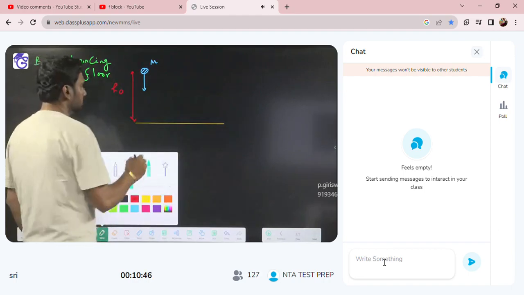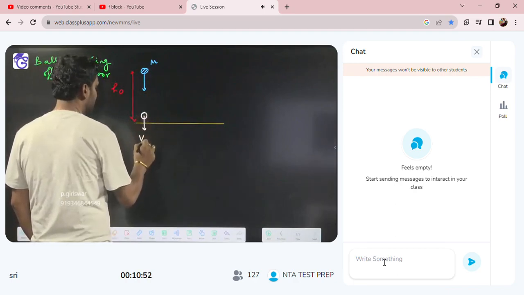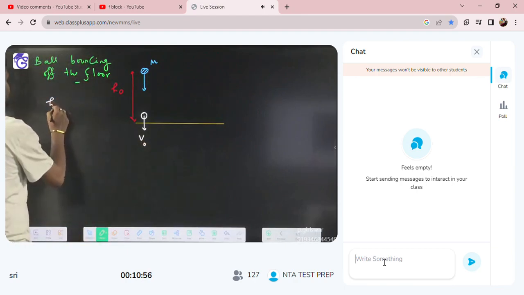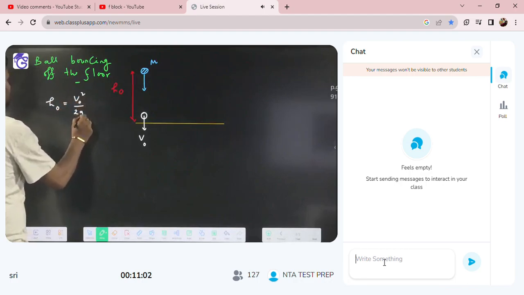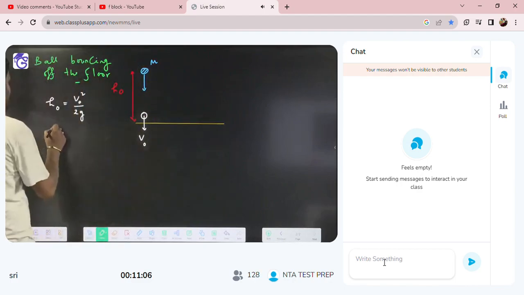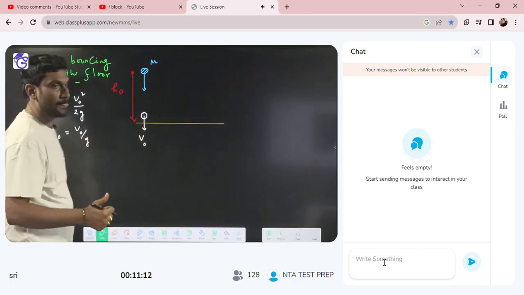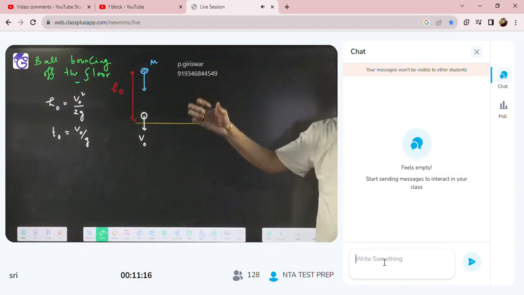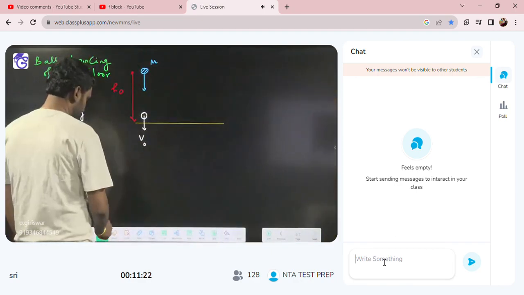And now, by the time it is coming to hit this surface, it has velocity v. Relation between h naught and v naught is, we know h naught is equal to v naught square by 2g. And not only that, time required to come down t naught is equal to how much? V naught by g. Very simple thing. Kinematical relation.